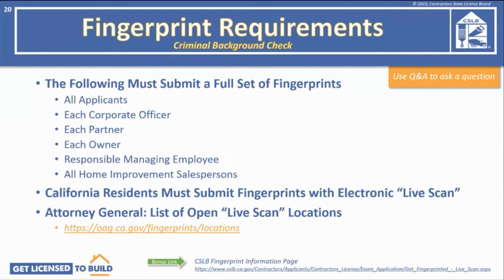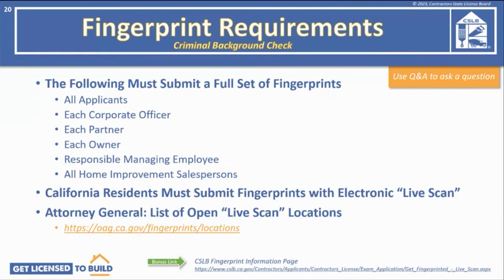Next, let's take a closer look at our fingerprint requirements, which are used for a criminal background check. This is a list of those who must submit a full set of fingerprints to CSLB depending on the type of business entity: all applicants, each corporate officer, each member and manager, each partner, each owner, the responsible managing employee, all home improvement salespersons. If you are in California, you must submit fingerprints electronically with what's called live scan.